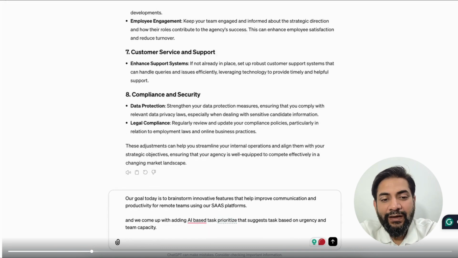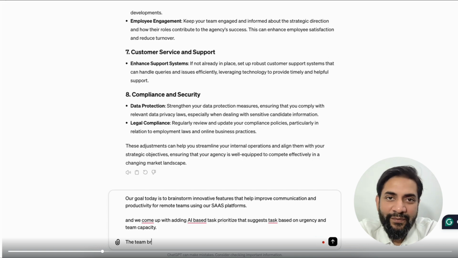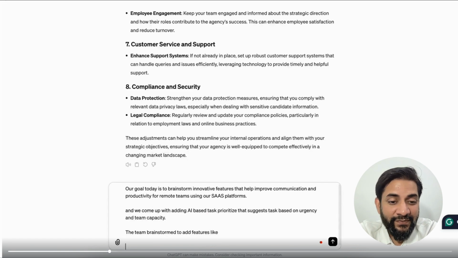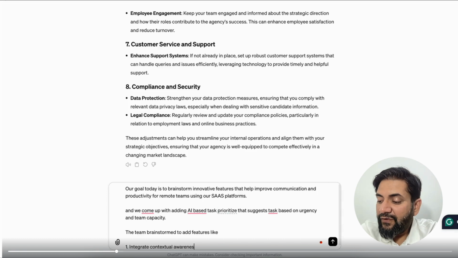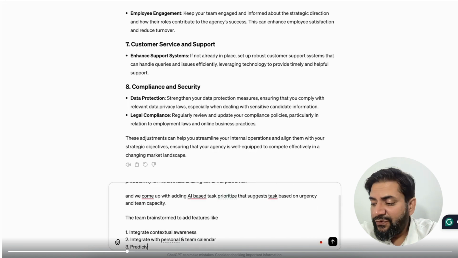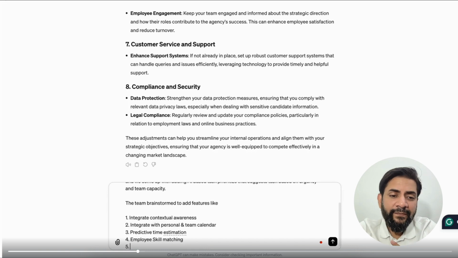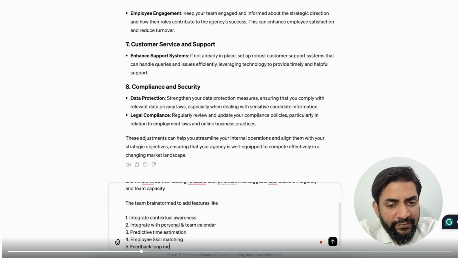And I would ask ChatGPT now to do some brainstorming based on the inputs I have received from my team, and to add some more options or suggest some more ideas in addition to whatever our team has brainstormed. So the team brainstormed features like integrating contextual awareness, integrating with personal and team calendars, predictive time estimation. This might be a little technical for you if you do not understand marketing automation and SaaS, but these are some of the ideas that the team came up with. Feedback loop mechanism is the fifth one.